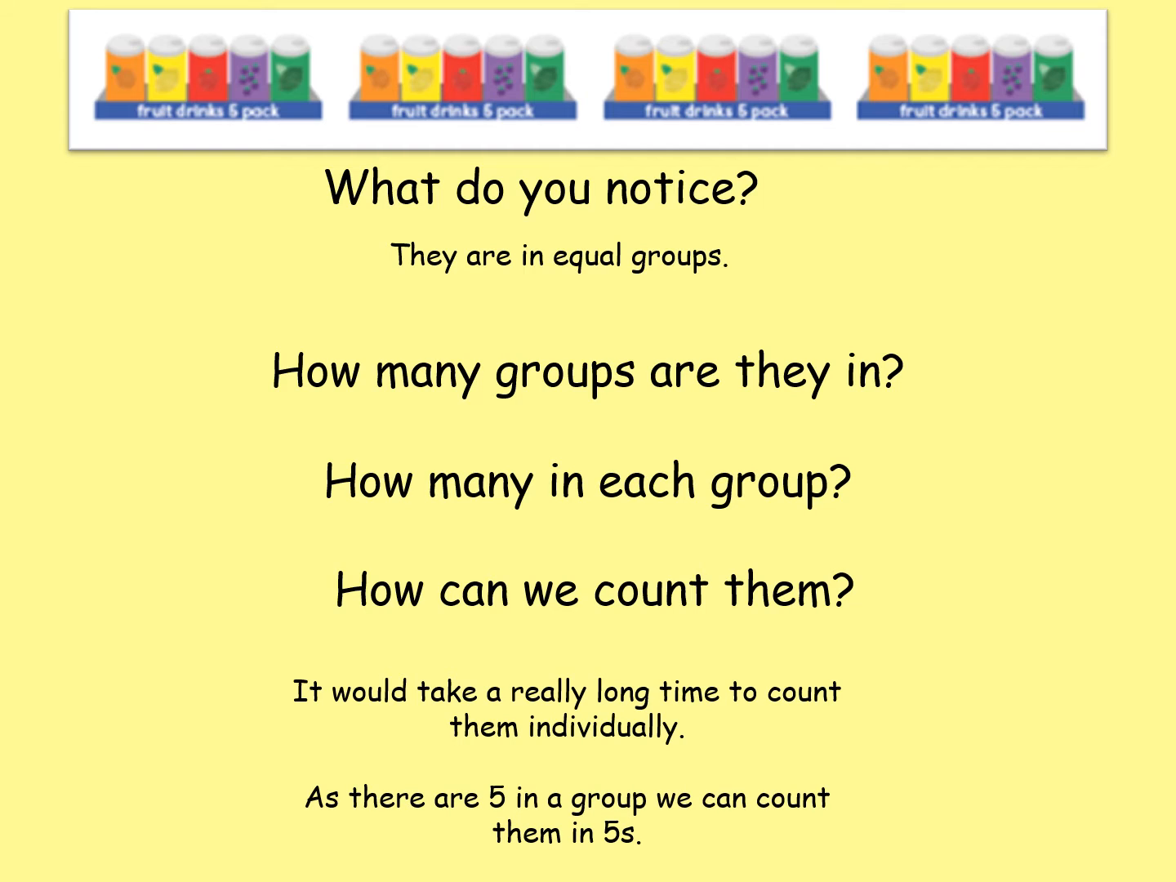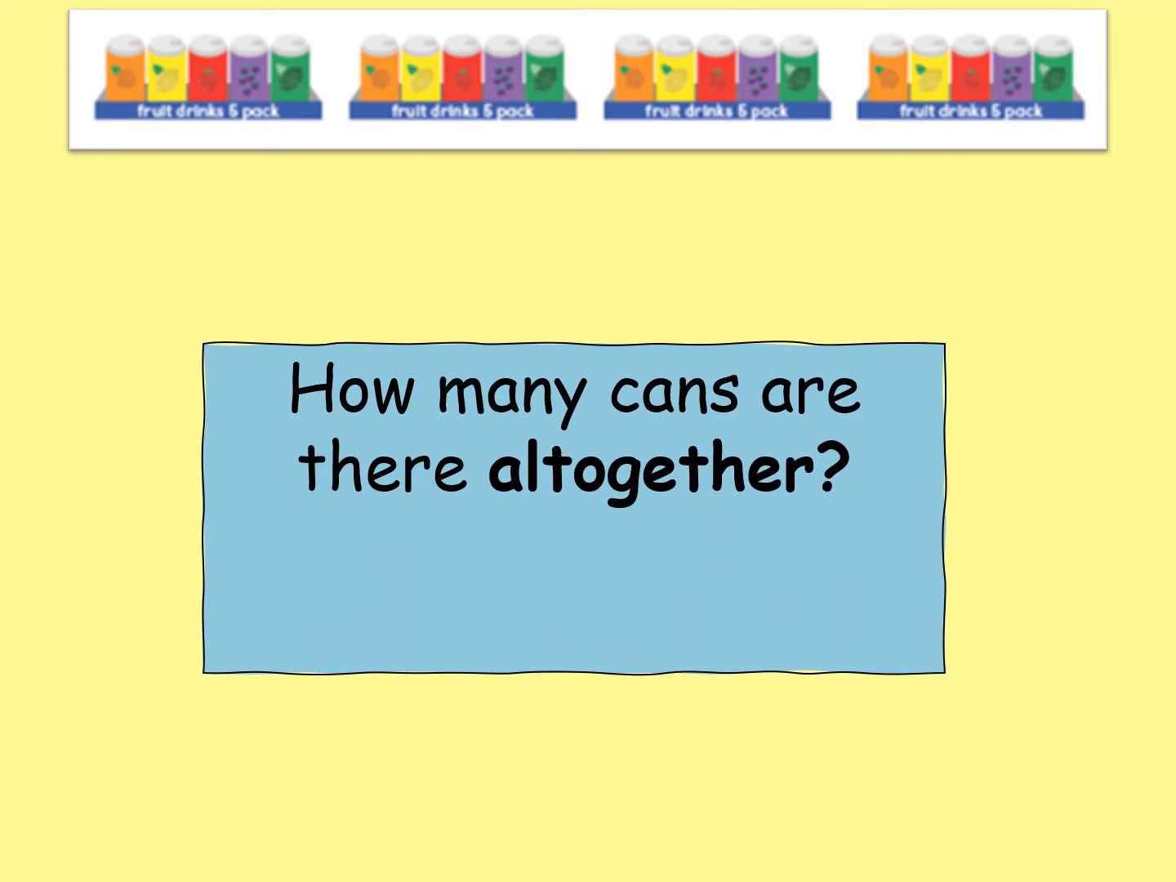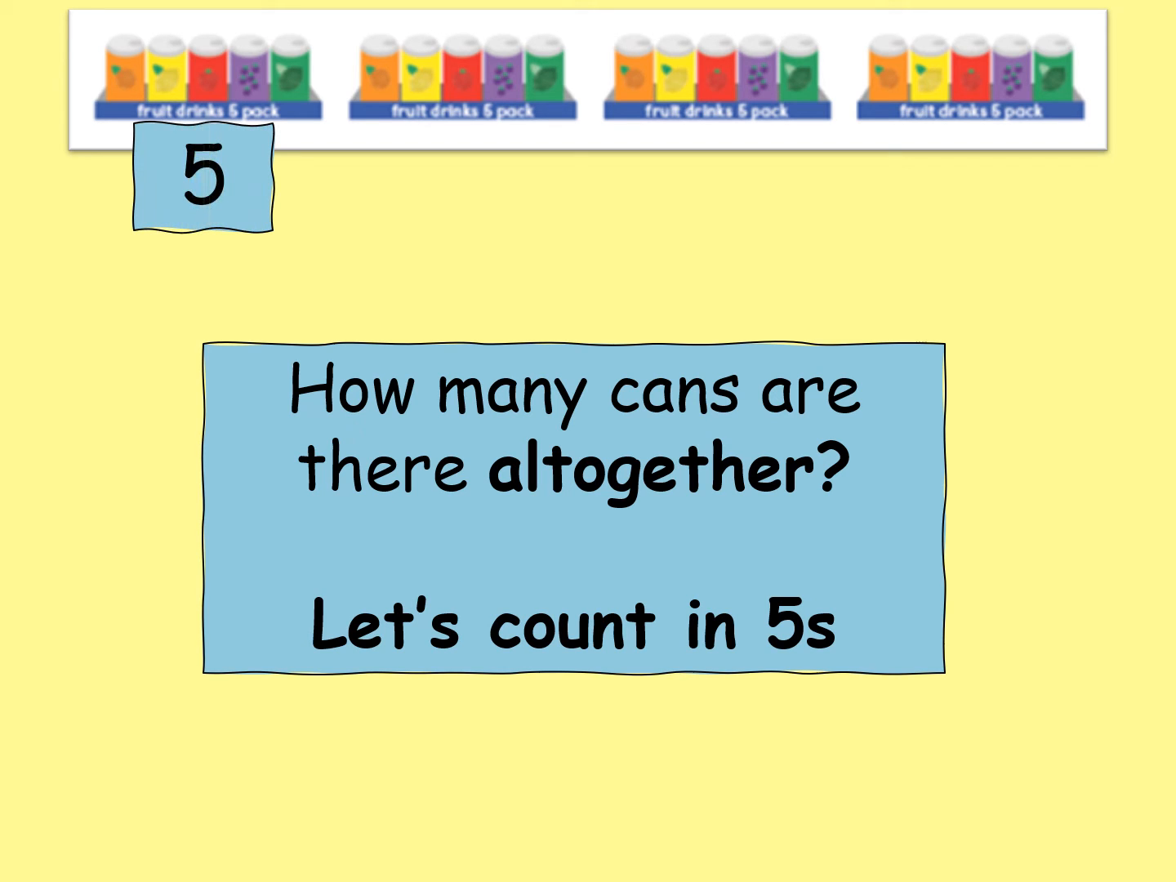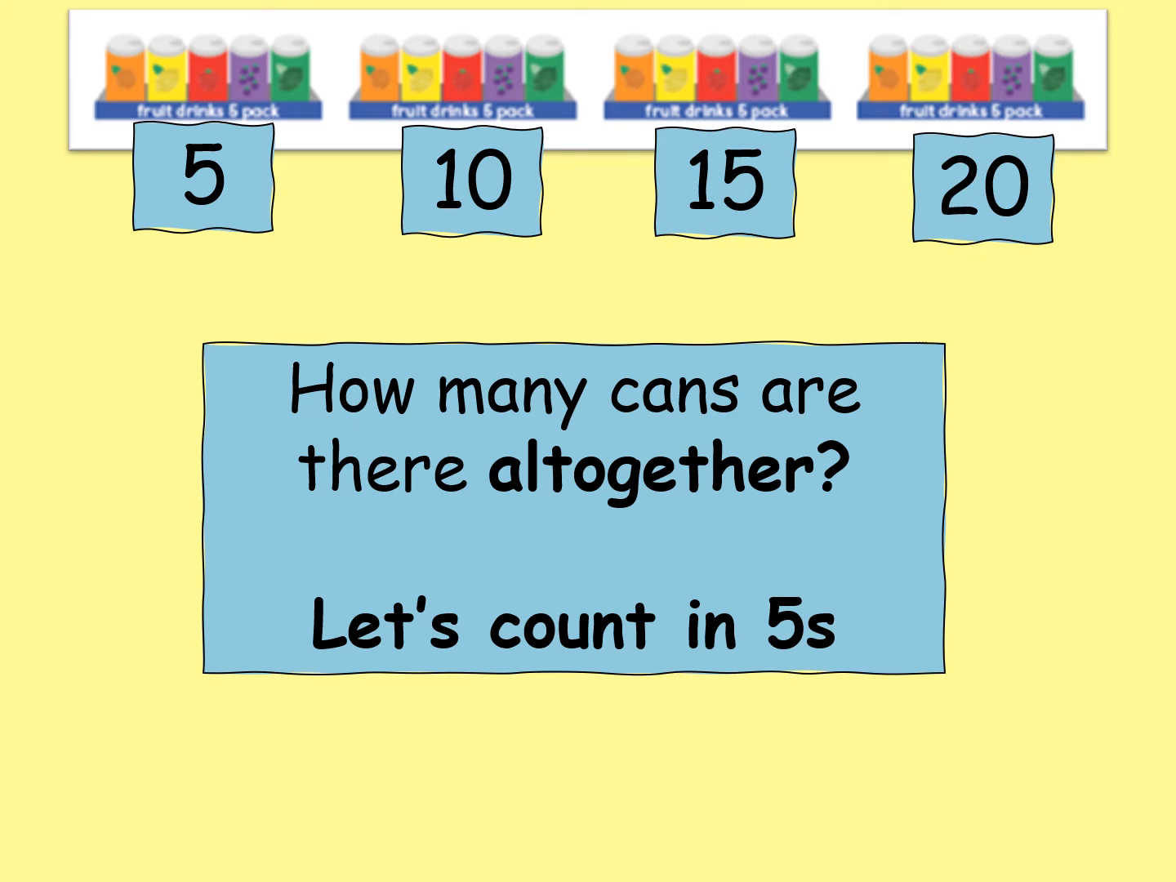Now, as they're in groups of 5, we can count in our 5s, and we know how to count in 5s, children, and that's something you can keep practicing. Right. So let's see what I've got. How many drinks are there all together? Let's count in 5s. 5, 10, 15, 20. So we counted in our 5s: 5, add another 5 is 10, add another 5 is 15, add another 5 is 20.